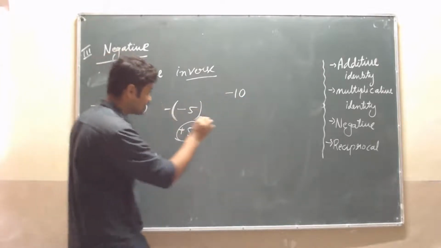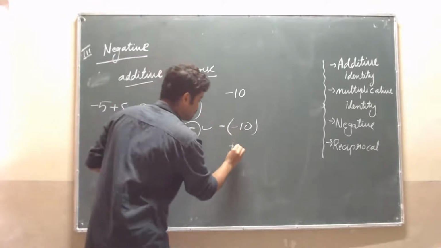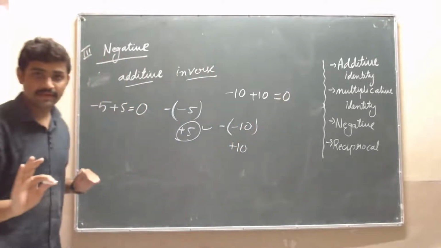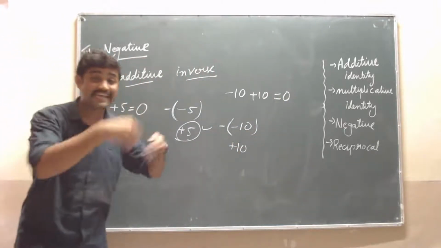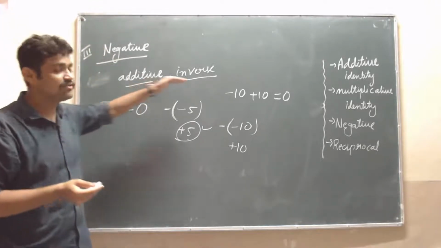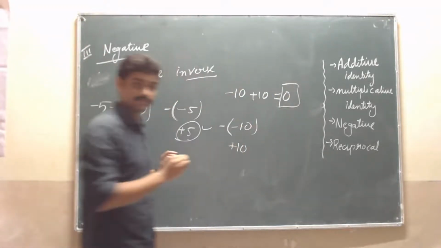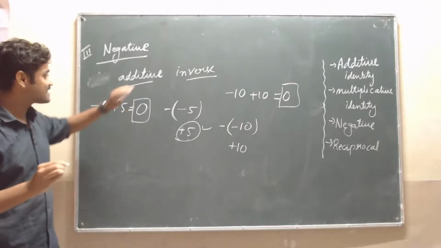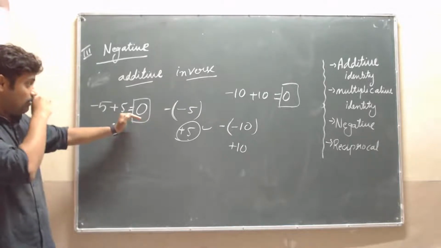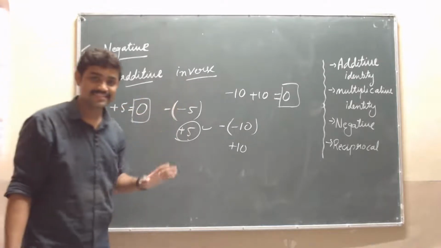Simple. Minus 10's negative, isn't it? Minus into minus is plus 10. That is plus 10, and the answer is 0. The negative is nothing but a sign change. Its sign changes. That is called the negative or additive inverse. For integers the answer is also 0. The answer of this additive inverse is 0.